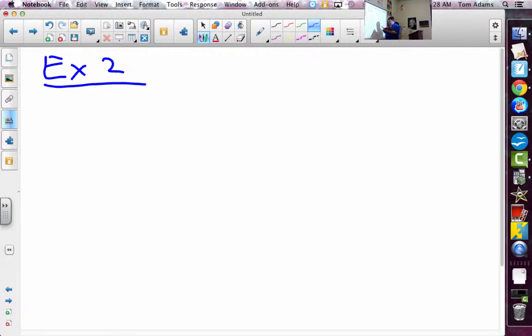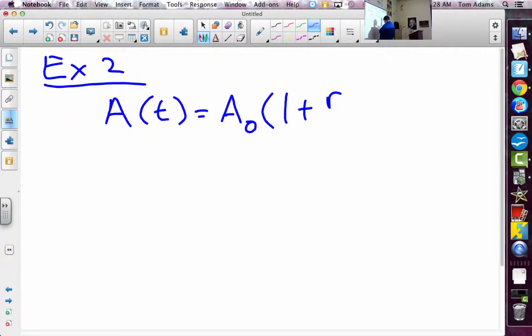And now we're going to apply this to exponential change. Exponential change is usually written like this: the amount as a function of time is equal to the initial amount, A naught, times 1 plus the rate of growth or decay, whatever it is, divided by k, which is usually how many times per year that we're going to either increase or decrease, raised to the kt, where t usually represents the time in years.